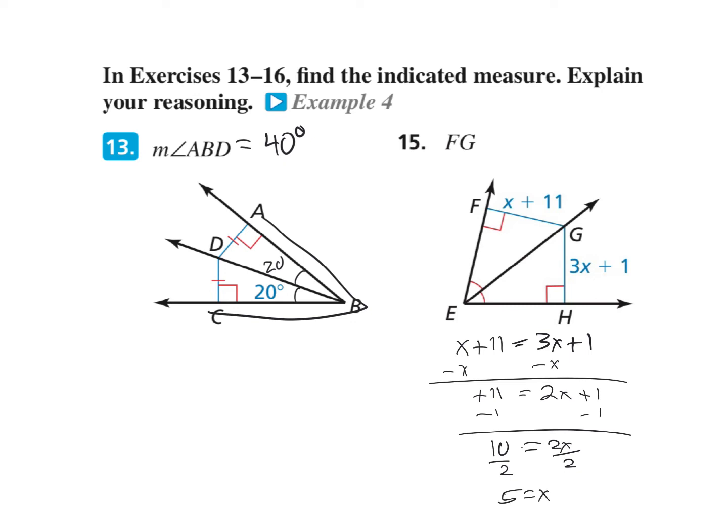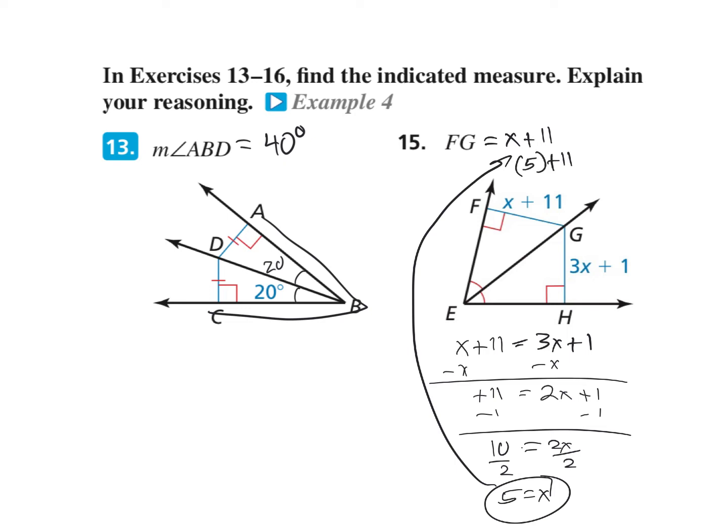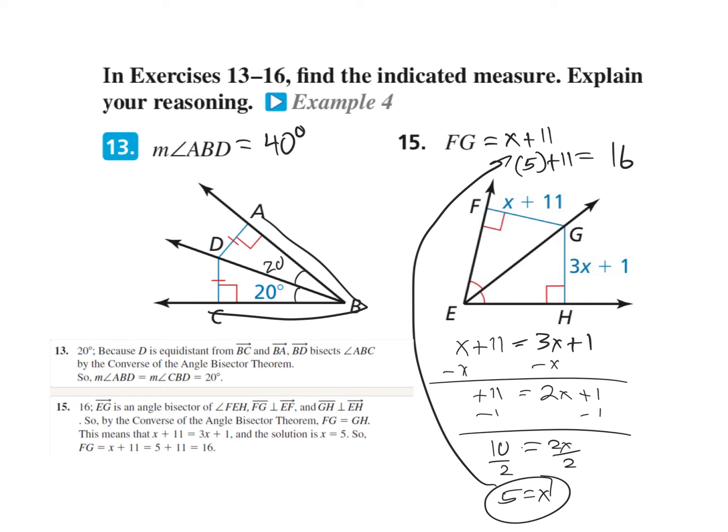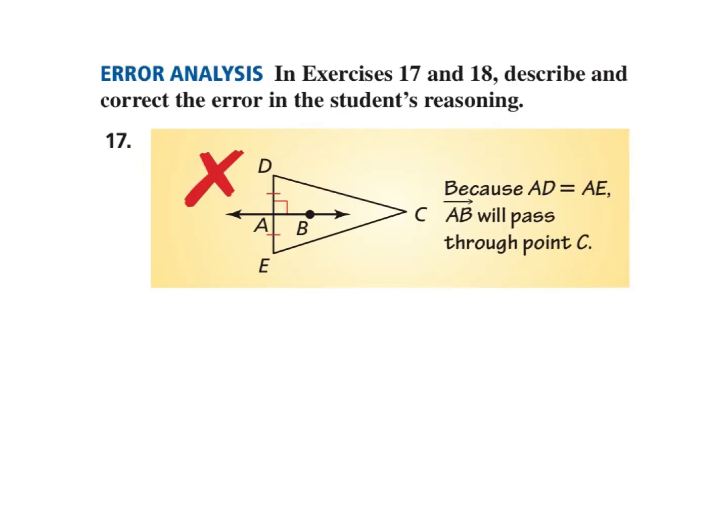Again, they're not asking for x. They're asking for FG. FG is x plus 11. So now we substitute the 5 in, and we get 16. And there's the two answers if you want the formal answers. Number 17. What did they do wrong and correct it? You have to do both things. You can't just say what they did wrong.